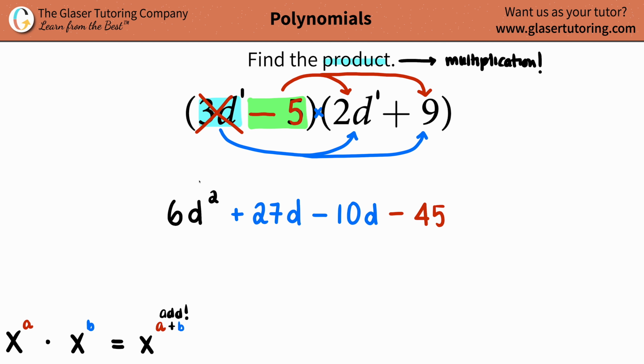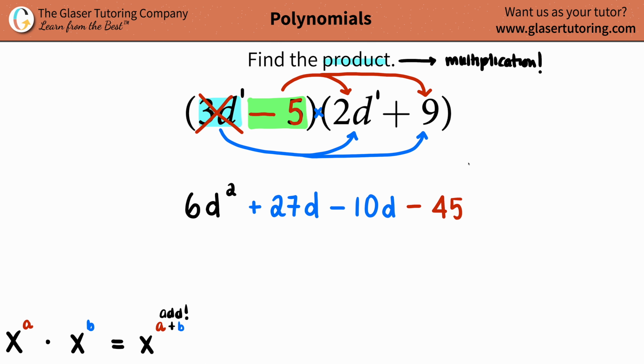And now we're ready to simplify by adding or subtracting. The 6d squared, can't do anything with that, so 6d squared. But now, since I have 2 d variables, I'm going to add or subtract them, depending on how you look at it. So in this case, I got a positive 27 minus a 10. So 27 minus 10, right? That's 17. So that's a plus 17.